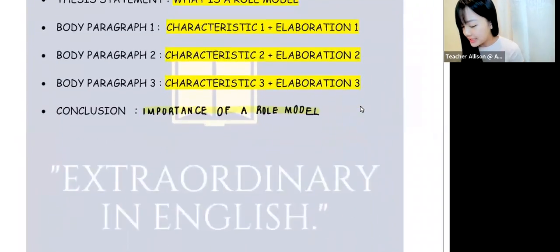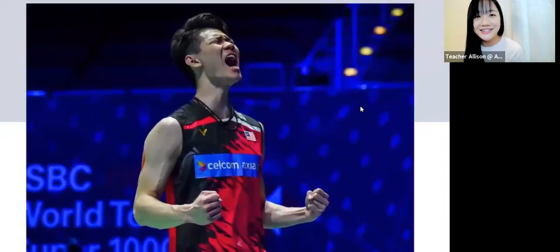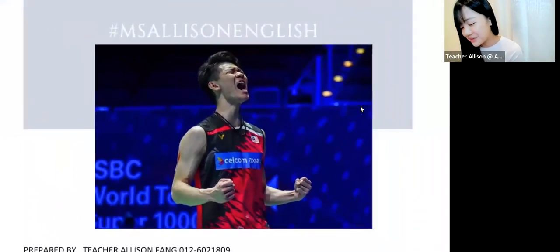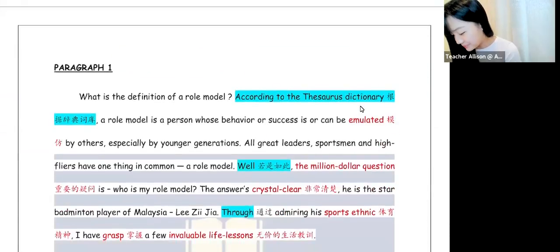For the entire essay, this is one of our nation's athletes who brought a lot of pride to our country. If you don't know who he is, he's Lee Zii Jia. Feel free to Google his name, just for example. But I think almost every Malaysian from all walks of life knows who he is. Anyway, moving on to the next one.